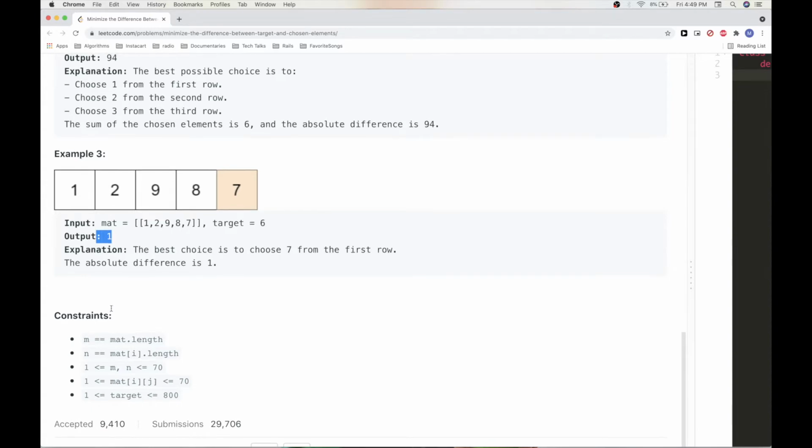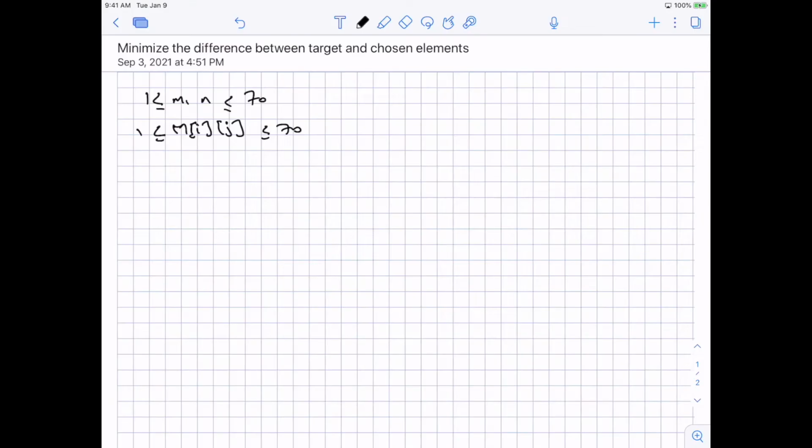And so, yeah, let's get started. Okay, so how can we solve this problem? Two important things in the constraints of the problem are that the number of rows and the number of columns can each be at most 70, and the values in the cells can be at most 70 as well. That gives us an idea of how we can solve this.